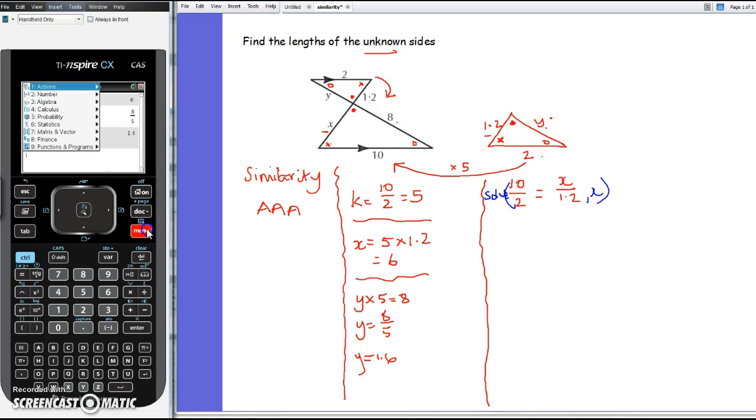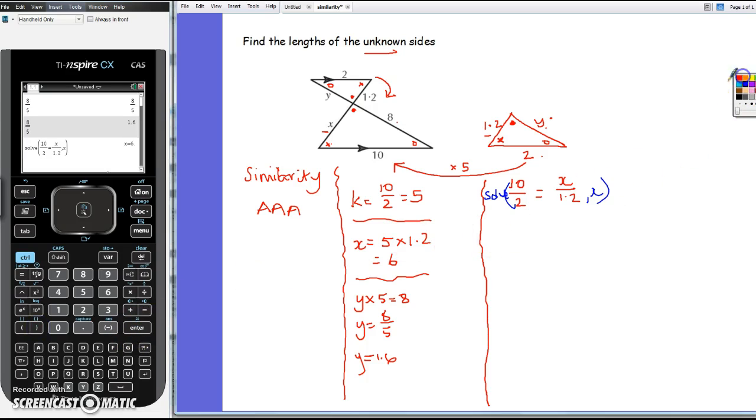So calculator, menu, 3, 1 is a solve. And I've got 10 over 2 equals x over 1.2. Tell me what x is, close the bracket, and you have x equals 6. So it's done all of that in one step for you. So I know that x equals 6.